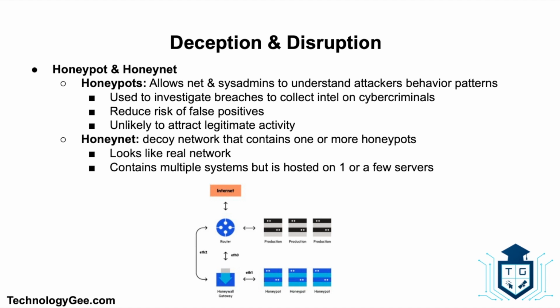A honeynet is a decoy network that contains one or more honeypots. It looks like a real network and contains multiple systems, but is hosted on one or only a few servers, each representing one environment. So for example, a Windows honeypot machine, a Mac honeypot machine, and a Linux honeypot machine will make up a honeynet. And then you have another thing called a honey wall, and this monitors the traffic going in and out of the network and directs it to the honeypot instances. Vulnerabilities can be injected into the honeynet to make it easy for an attacker to access the trap.